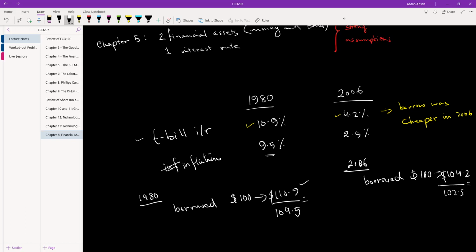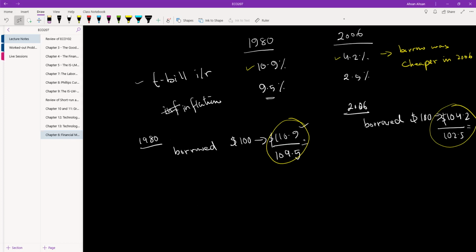I don't have a calculator with me, so I'm not doing the calculations. But what you see straight away is that once we bring inflation into it, these are much closer. So even though the interest rate was higher in 1980, inflation was also higher. And so the real return that you can expect to get from an investment, or the real interest that you would have to pay back from borrowing from the bank, is much closer than would initially appear to us.